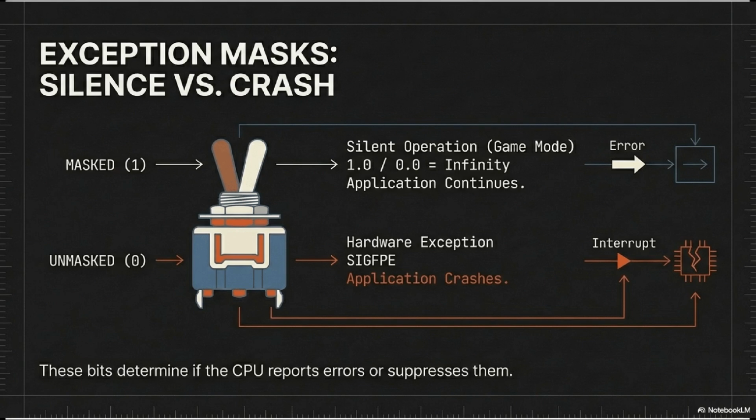And it doesn't stop there. Another key part of this register is the exception masks. You see, in something like a game engine, you really don't want to crash just because of a tiny math error, like a division by zero. So developers will often mask those errors, basically tell the CPU to just ignore them. The game keeps running, which is good, but it means errors are happening silently in the background, just waiting to cause bigger problems down the line.